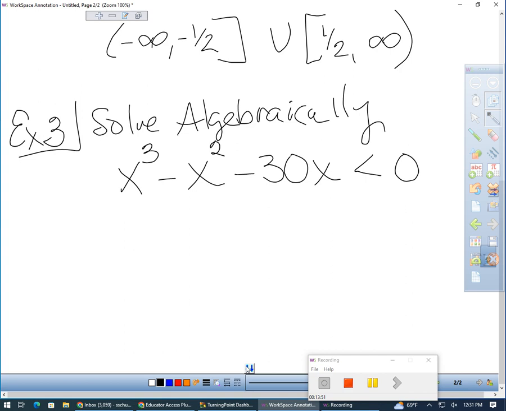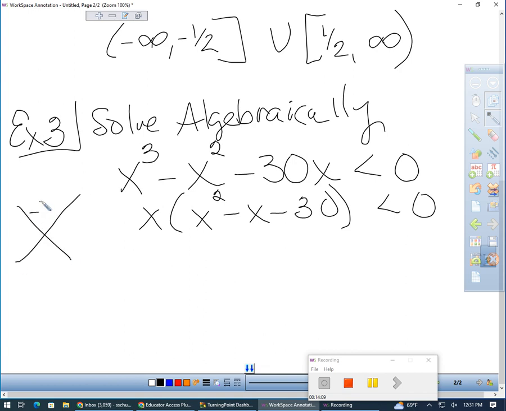All right, so the first thing we're going to do is factor this, right? What is my greatest common factor I can take out? Okay, so I have x times x squared minus x minus 30. Okay? Then I'm going to draw my x, negative 30 on top, negative 1 on the bottom. Good, negative 6 and 5. So my factors are x minus 6 and x plus 5.